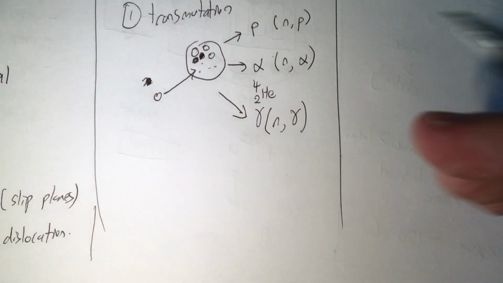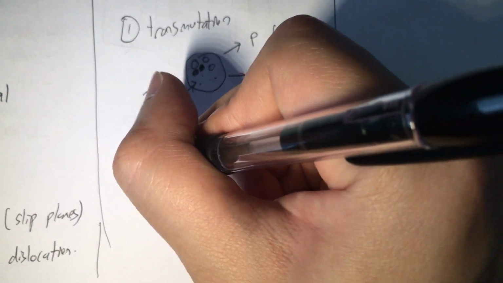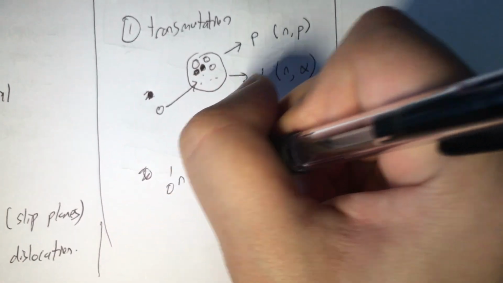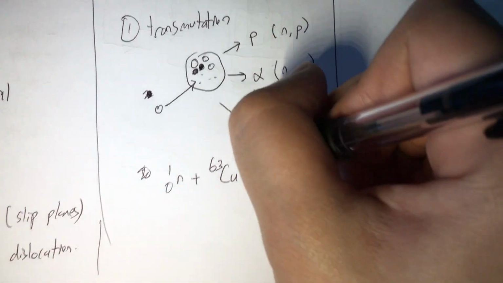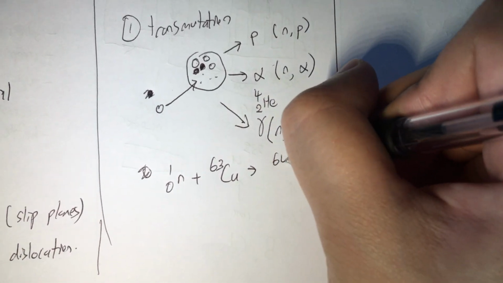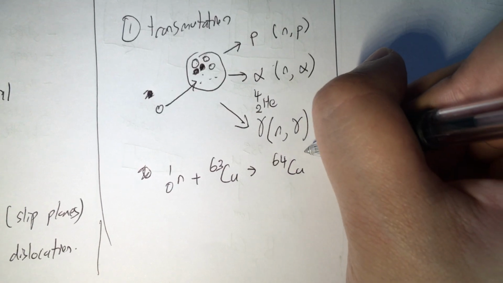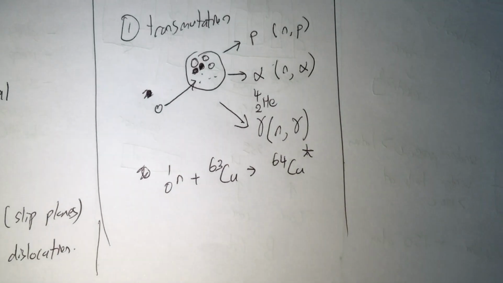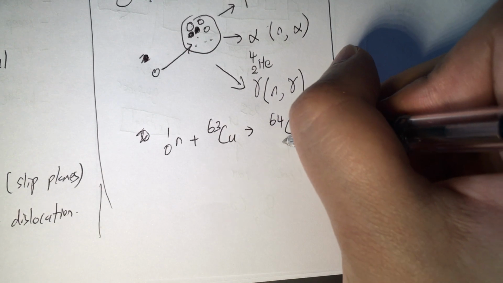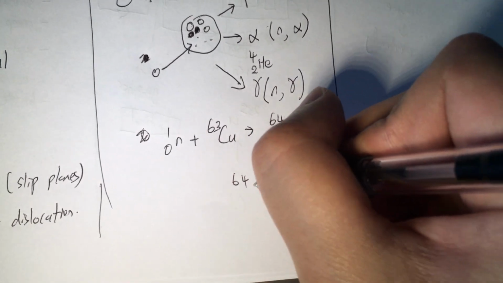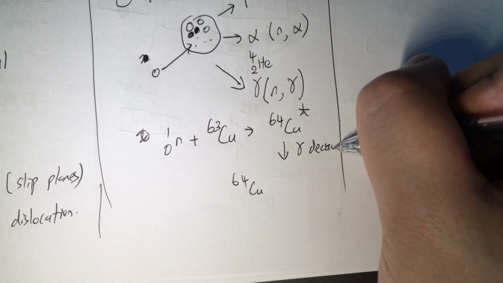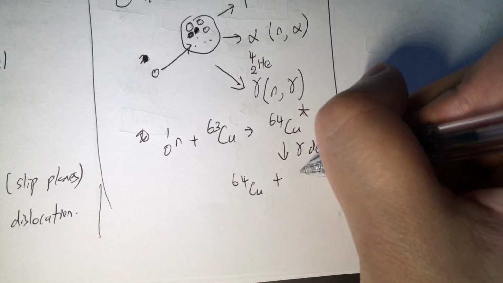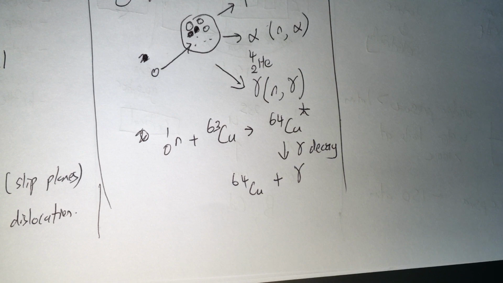For example, if a neutron fuses with copper, let's say copper-63, it becomes copper-64, and this is excited, so I just put a star there. So it will undergo gamma decay and release gamma radiation.